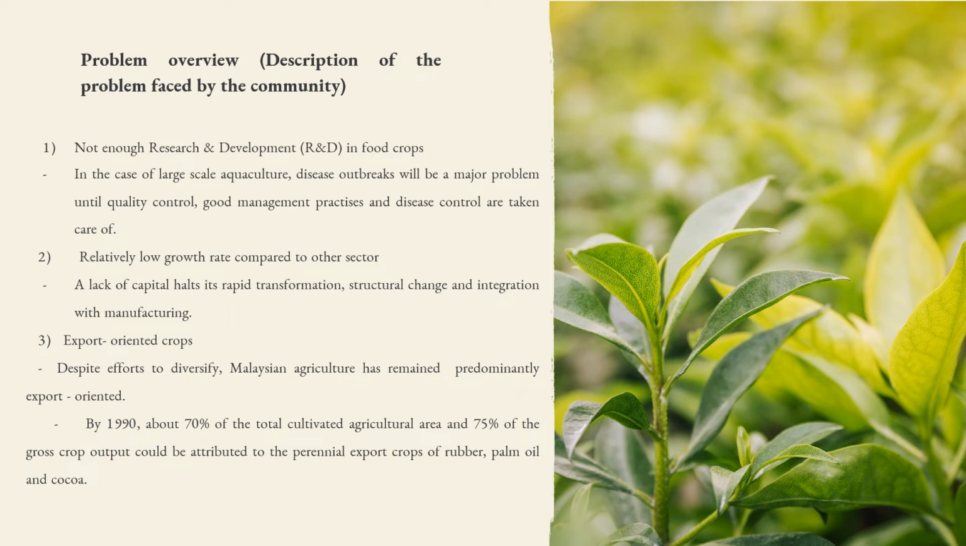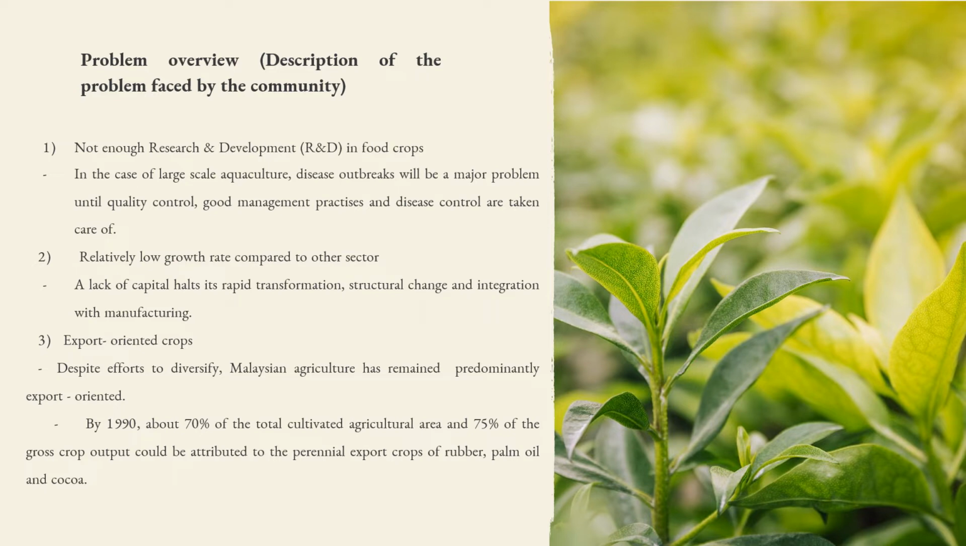Okay, next, problem overview: description of the problem faced by the community. First, not enough research and development (R&D) in food crops. In the case of large-scale agriculture, disease outbreak will be a major problem until quality control, good management practice, and disease control are taken care of. Second, relatively low growth rate compared to other sectors. A lack of capital hinders its rapid transformation, structural change, and integration with manufacturing.